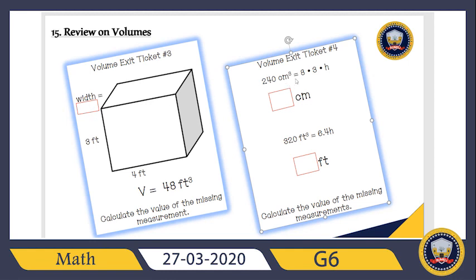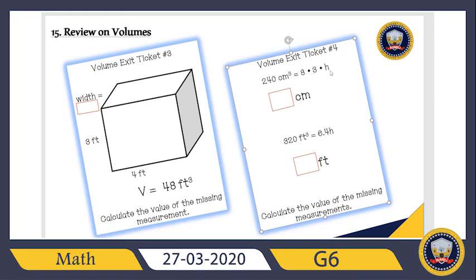Now, here in this card, I have a rectangular prism that has a volume of 240 centimeters cubed. This is the volume. Its length is 8. Its width is 3. And I don't know what the height is. So what is the height in centimeters?